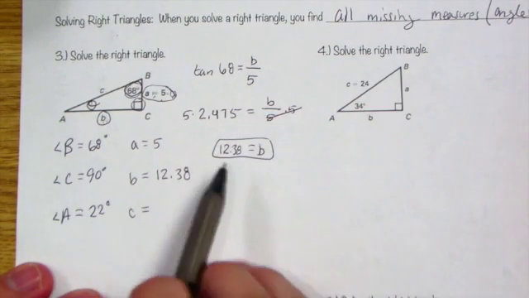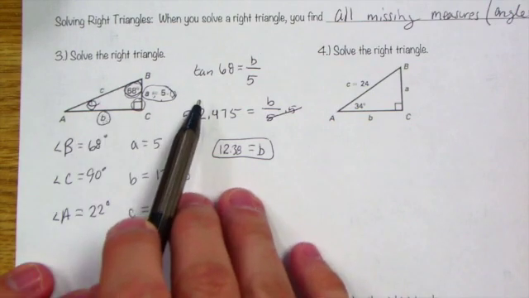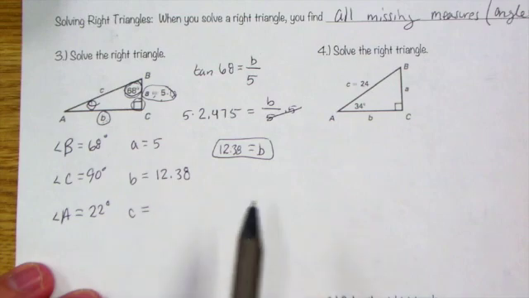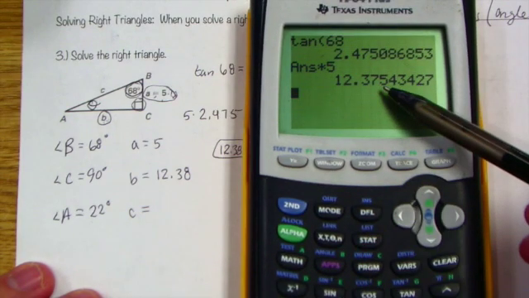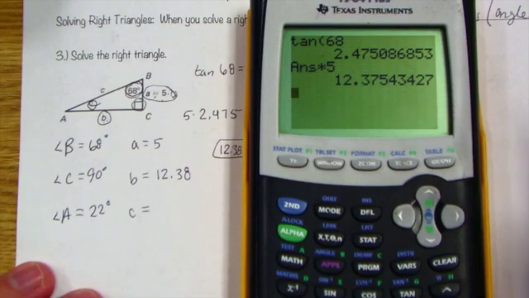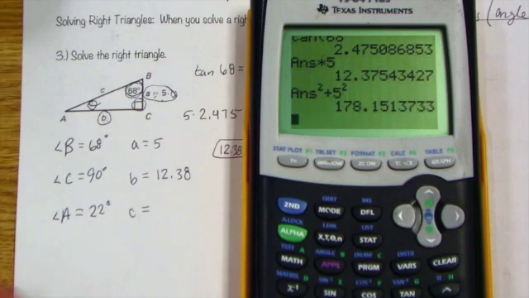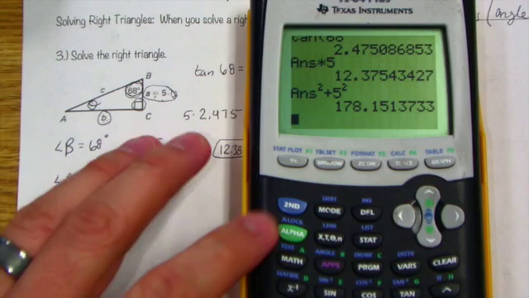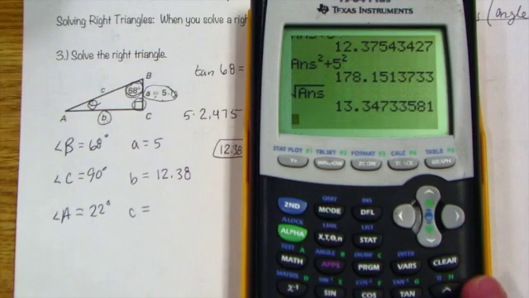I could use the other trig ratio, so just do cosine of 68 is 5 over c and work backwards, or I could just use Pythagorean theorem. What you're going to want to do though is make sure that this number is still in there, because I don't want to round it. That's going to make your answer slightly off. So I can use that as one of my sides. Since that's side B, I get to do that squared plus 5 squared equals, and then just take the square root of that number. Square root of that number is 13.3, rounded to 13.35.